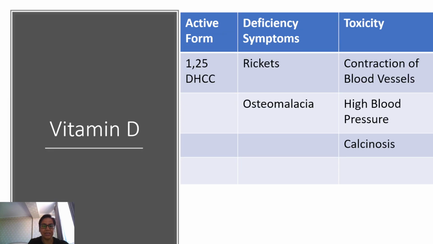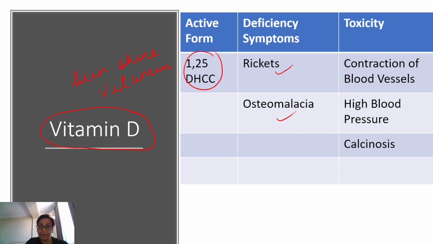Moving on to the second vitamin, vitamin D. Now see, vitamin D is also known as the sunshine vitamin. Why is it known as a sunshine vitamin? Because it is synthesized by the sun rays, and then the other reactions take place in the liver and the kidney. Then what is the active form? It is 1,25-dihydroxycholecalciferol, and it is also known as calcitriol. And what are the deficiency manifestations of this? It leads to rickets in children and osteomalacia in adults.